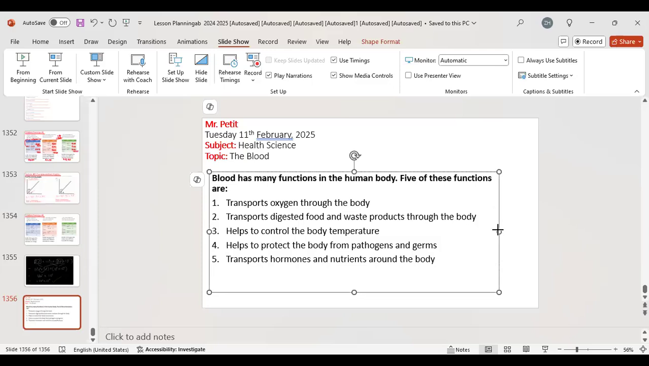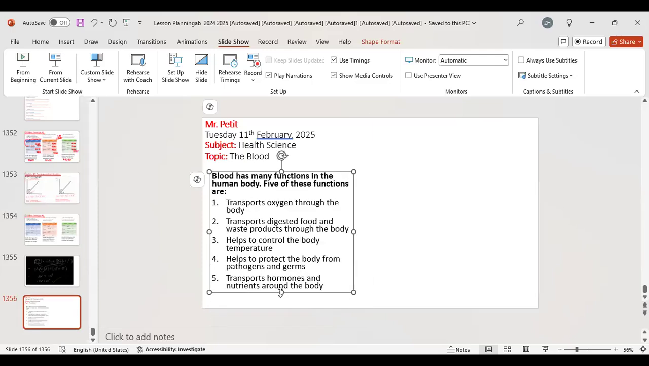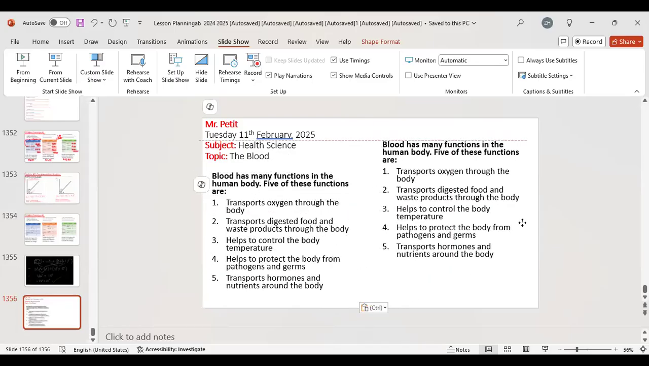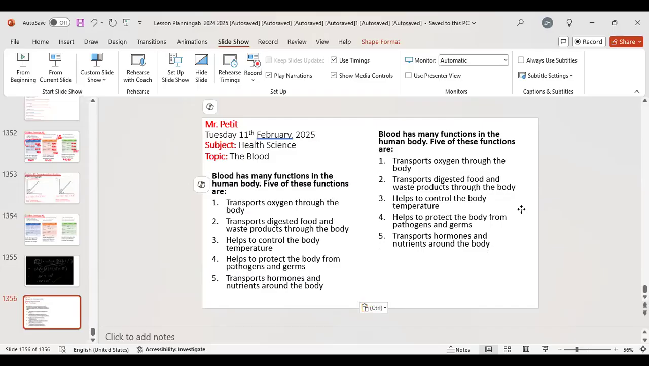So let's look at the components of the blood. Let's talk about that. The blood components.